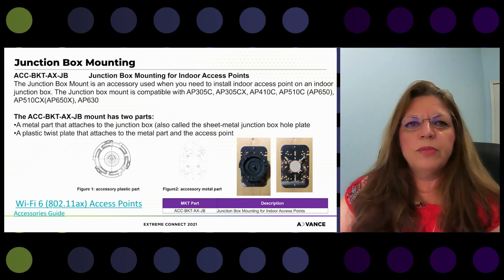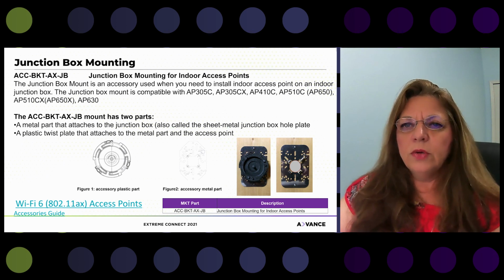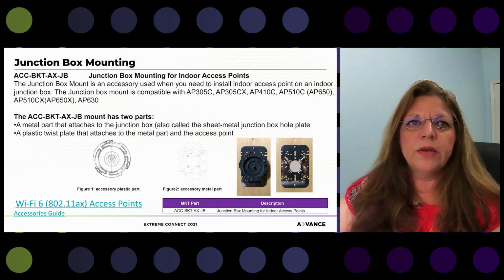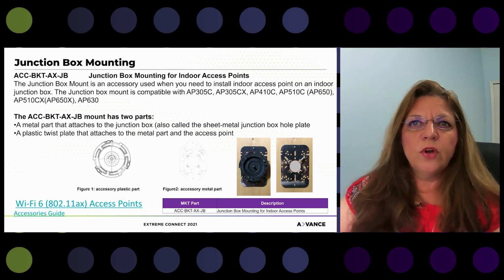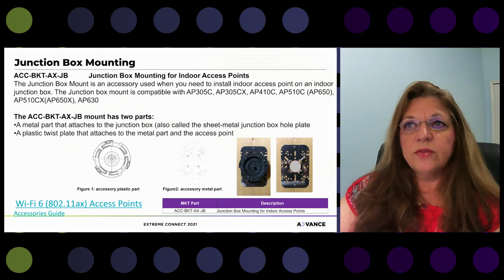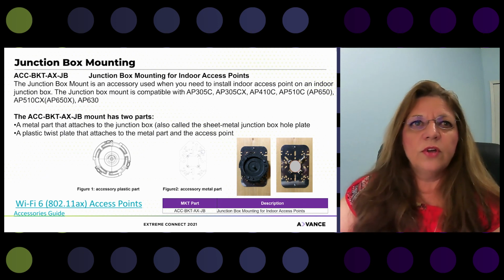Junction box. Probably the number one ask from the field is the ability to mount on a junction box. A lot of the new installations require the indoor APs to be mounted to a junction box. This works on all the C APs, the 305C, CX, the 410. I even listed the 510C and 650s. Those aren't universal, but this bracket actually works on them. So if you need anything about junction boxes, everything is detailed in the accessory guide.